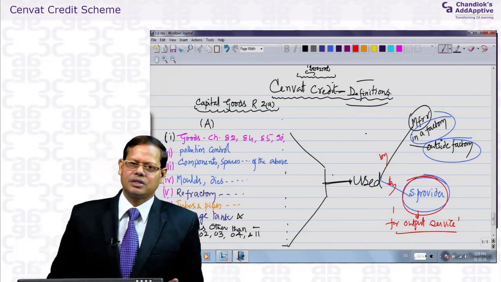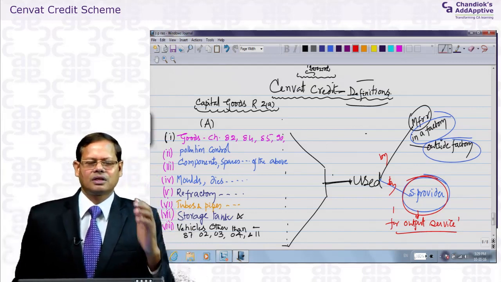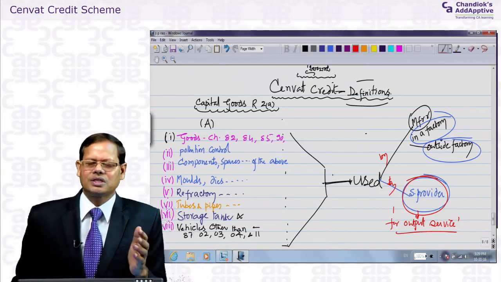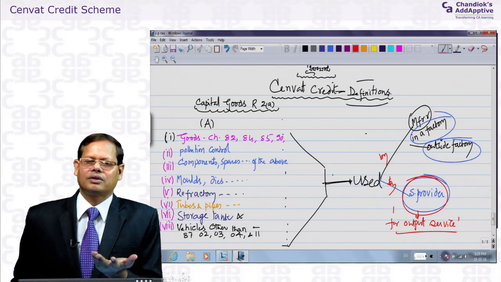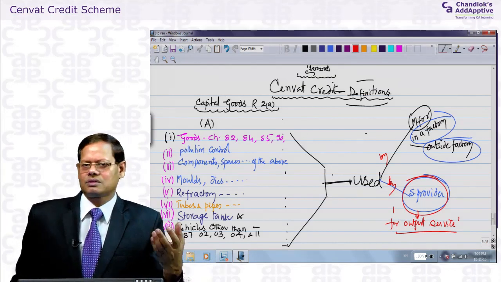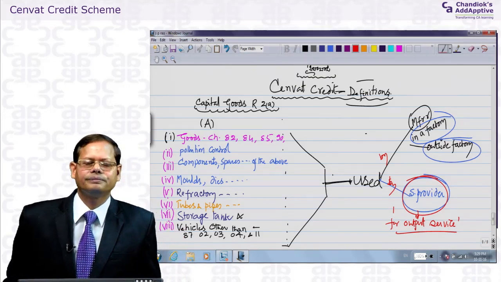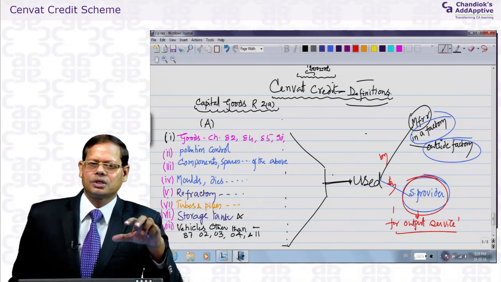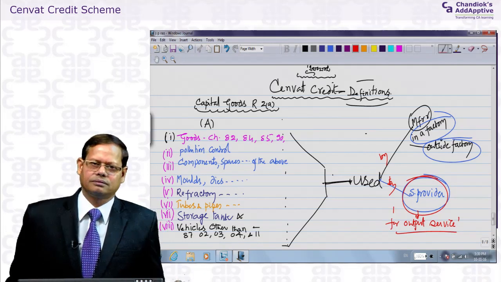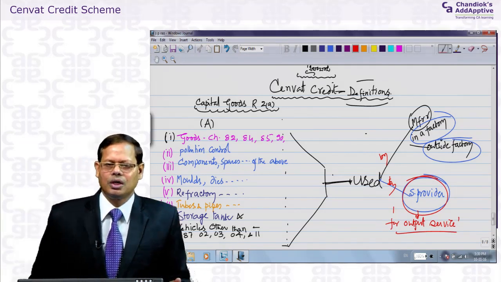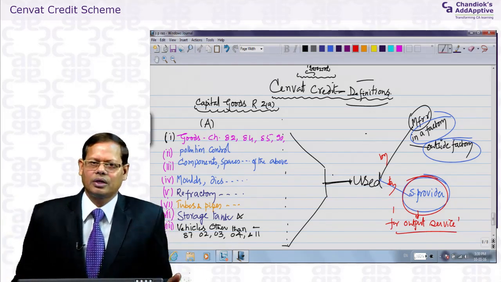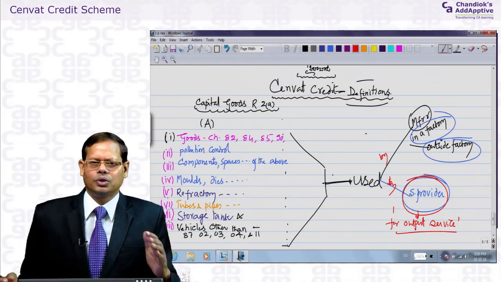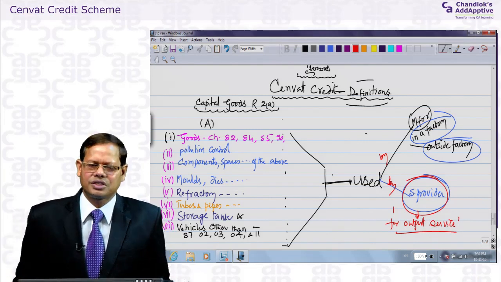But for a manufacturer, you see, there is a lot of relaxation. What is that relaxation? You should use it in the factory. That's it. If you use something in the factory, that is enough. It's not necessary that you should use it to produce something. See, some machine is used, and through the machine the production is coming out. That is capital goods. But you have installed some air conditioning system.